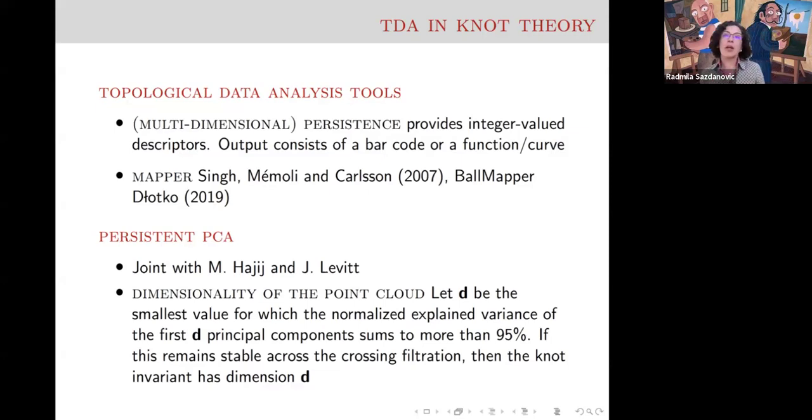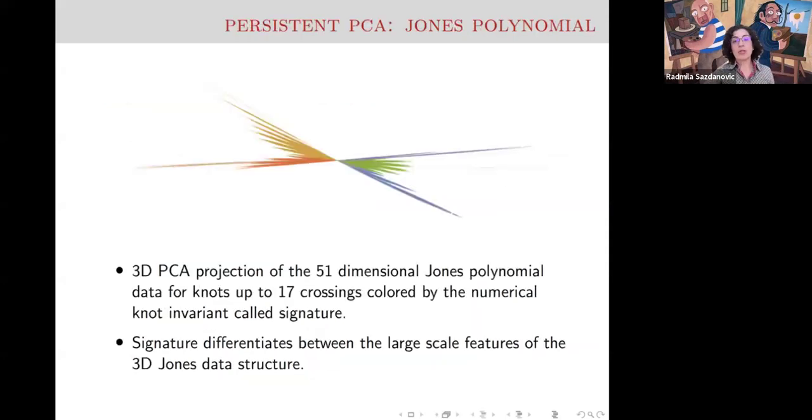So this is actually how we defined in the paper the dimensionality of the point cloud. We said that D is the smallest value for which the normalized explained variance of the first D principal components is more than 95 percent. Again, 95 was arbitrary. And then we require this to be stable as we go through the crossing filtration from 12 to 13 to 14, 15, 16, and so on. So I'm just going to give you sample results.